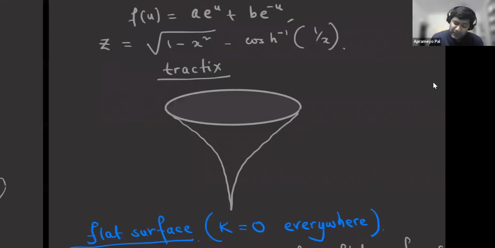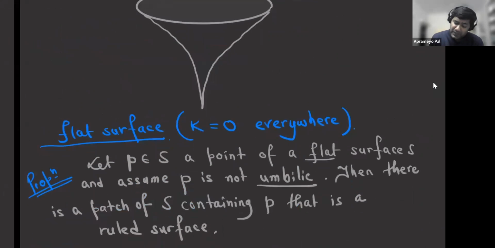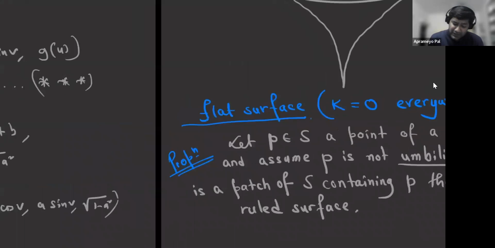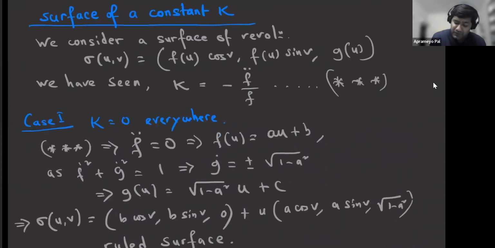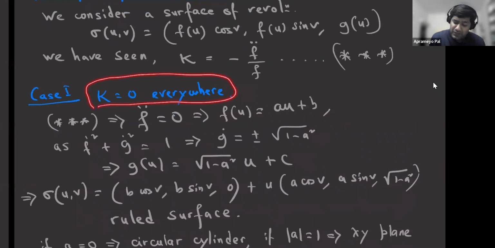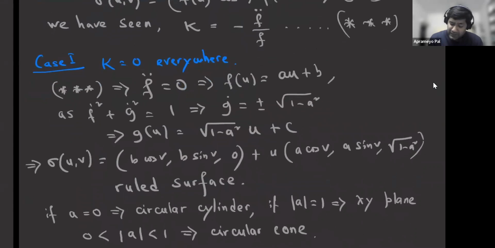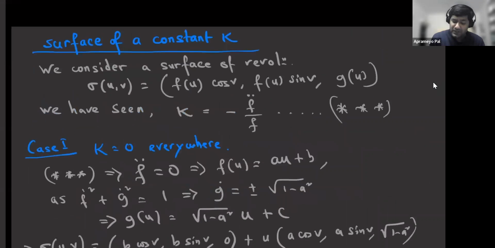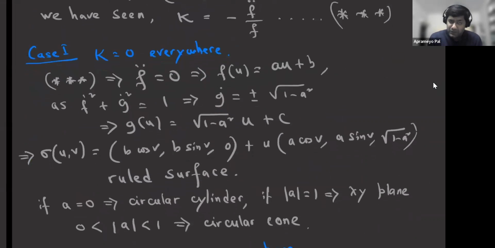That's exactly what I'm saying: if you have a flat surface and you have a point P which is not umbilic, then this is true for any surface. Here I'm not talking about surface of revolution. This was a particular example of a surface of revolution, and if we assume K equal to 0 everywhere, we found that the parameterization is given by the parameterization of the ruled surface. In other words, if K equals 0 everywhere for a surface of revolution, then the surface is a ruled surface.